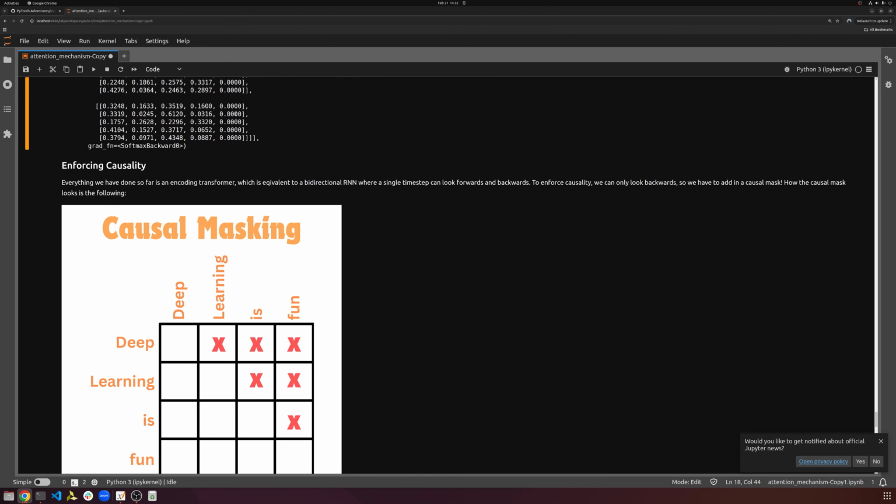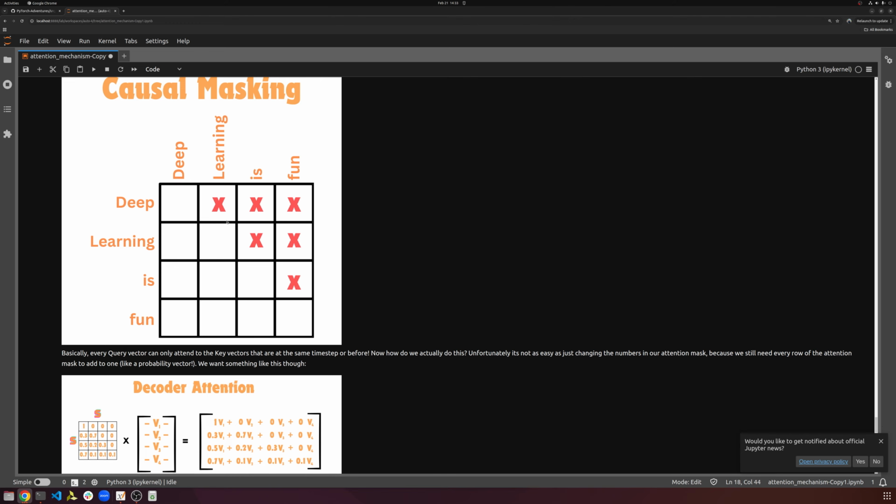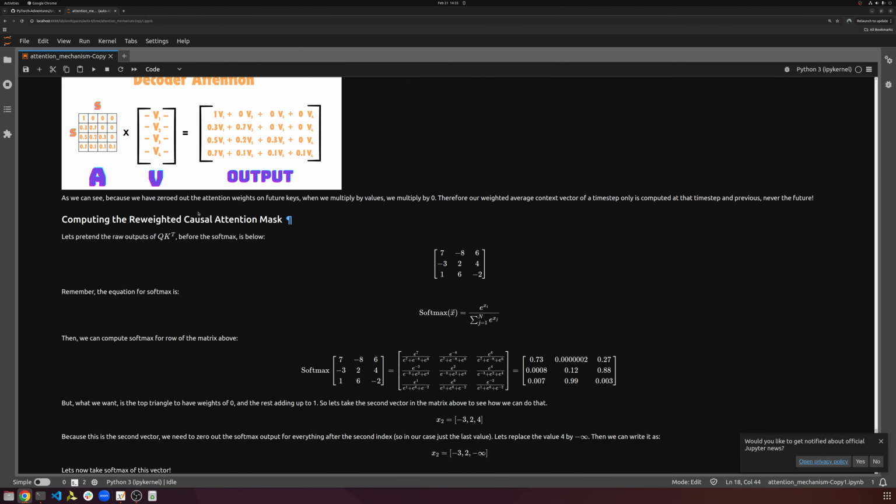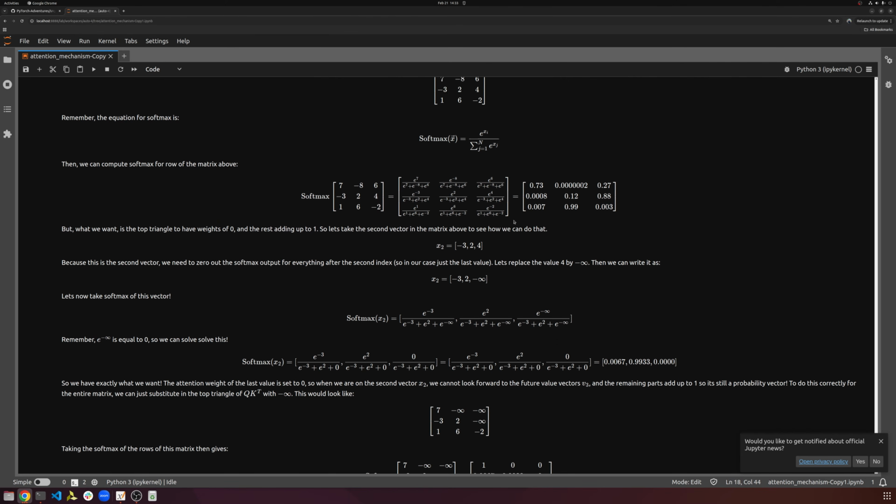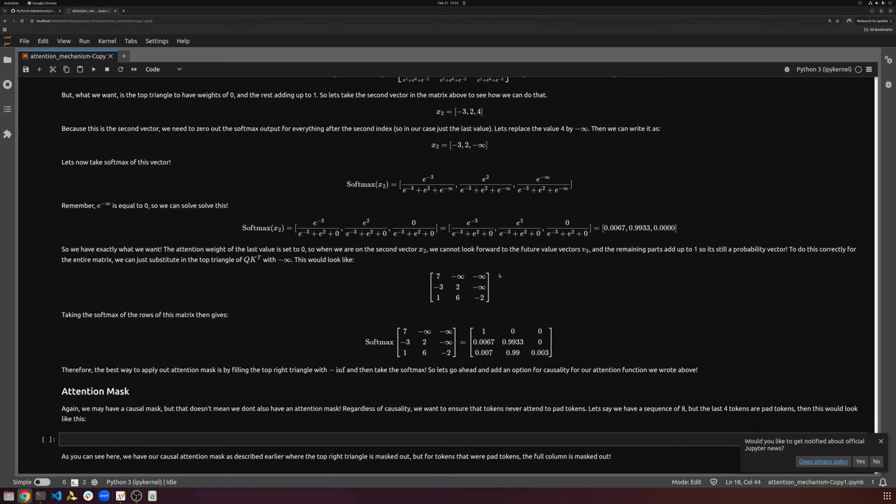We have one other kind of mask though, and this is our causal masking. So causal masking is just like we talked about. We want to make sure that every token can only pay attention to itself and previous time steps. So you can't look into the future. The word learning can only look at learning and deep, because isn't fun is in the future, and that would break causality. And so to do causal masking, it looks exactly like what we've done before, except now we want to fill the top right triangle with a negative infinity.